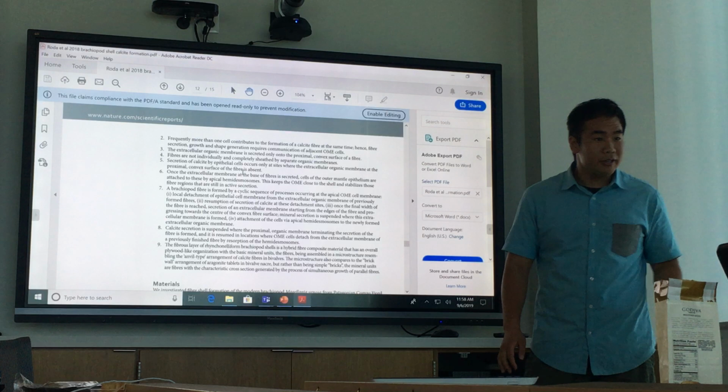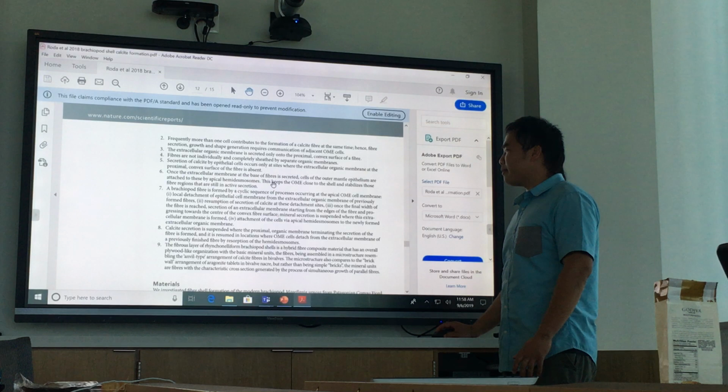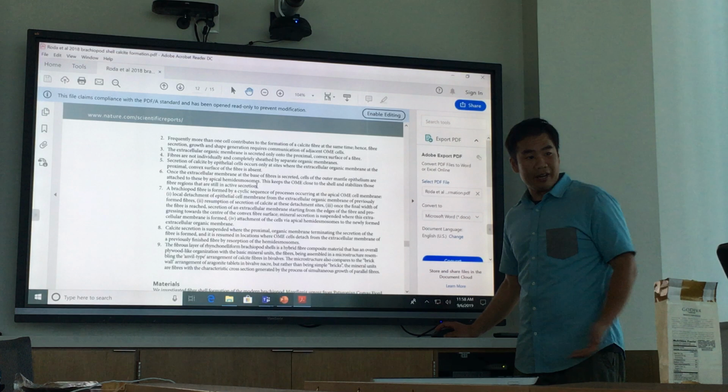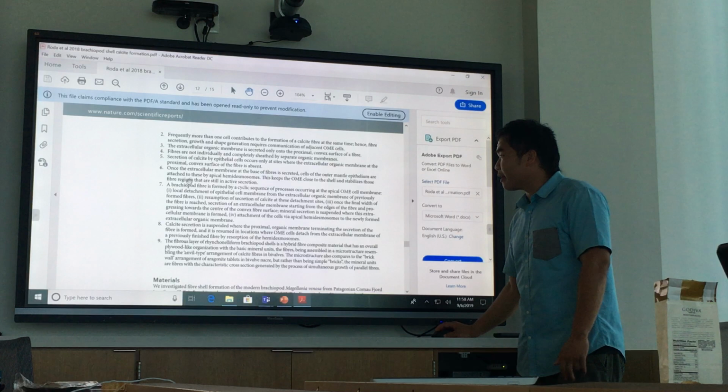Once the extracellular membrane at the base of the fiber is secreted, the cells of the outer mantle epithelium are attached via hemidesmosomes. Okay, sounds good. This keeps it close to the shell and stabilizes. Okay, sounds good. Right.